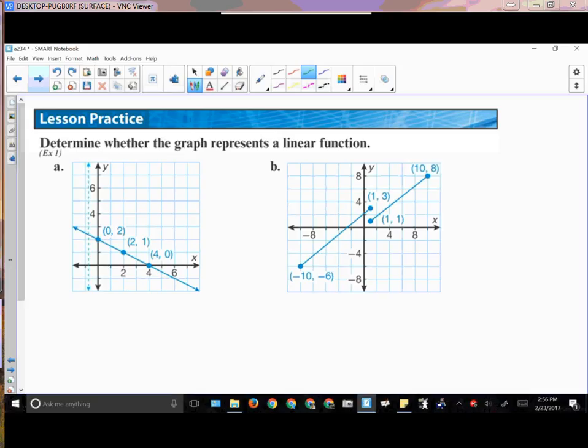Is it a line? Is the slope down 1/2? Down 1/2. So because I have that pattern, I know that it is going to be a line.